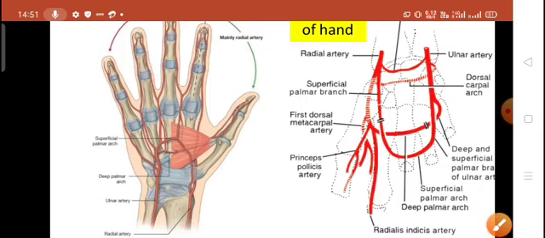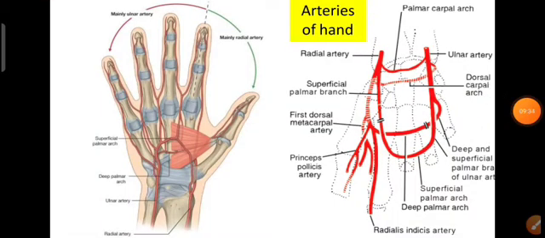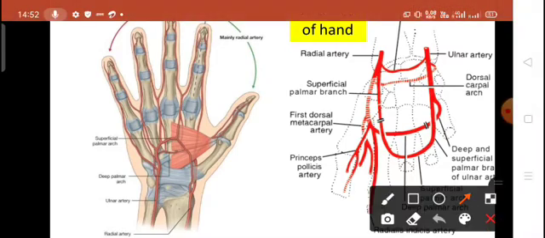The superficial branch of the ulnar artery runs forward from the medial to the lateral side. This artery is situated superficially in the palm, deep to the palmar aponeurosis. It forms the superficial palmar arch. The superficial branch of the ulnar artery joins with the superficial branch of the radial artery.